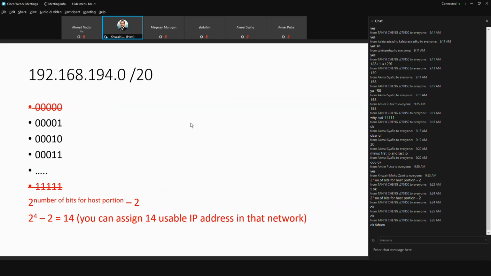2 to the power of the number of bits for the host portion minus 2. Okay, 2, 4. If it is 10, 2 to the power of 10 and then take the result minus 2. Why minus 2? Because the first combination and the last combination cannot be used. The first one, all zeros, is for the network ID and the last one, all ones, is for the broadcast address. Clear?